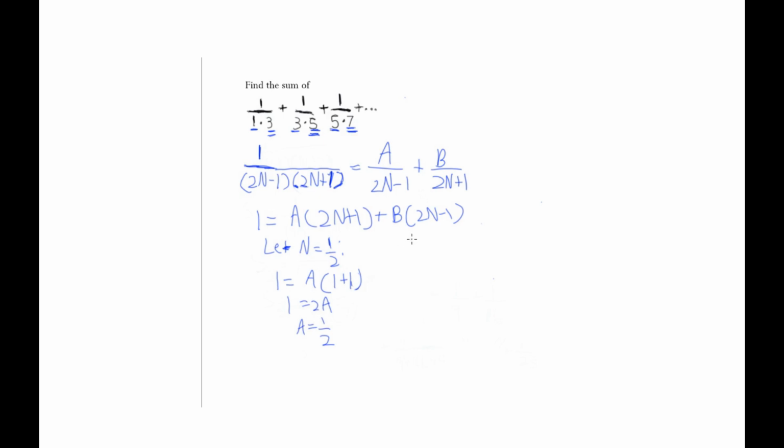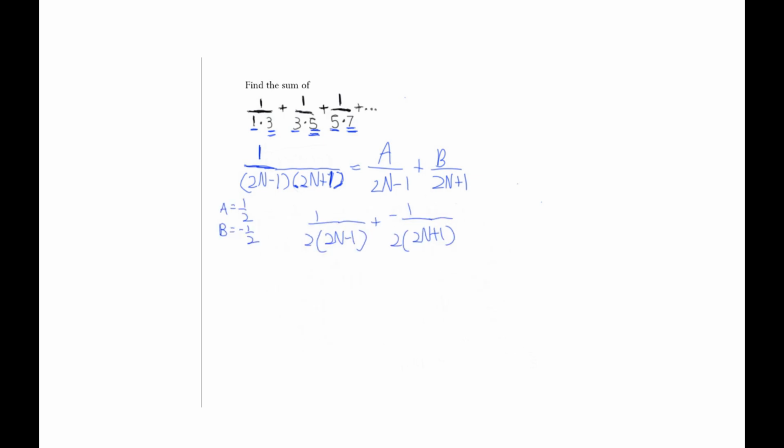Now for our b value, what can we do to cancel out a? Well, we can make this negative. So let n equal negative 1 half. That'll cancel out a, because negative 1 half multiplied by 2 is negative 1, plus 1 is 0. Then plug that into b: negative 1 half times 2 is negative 1, negative 1 minus 1 is negative 2. This is equal to negative 1 half, so b is equal to negative 1 half.